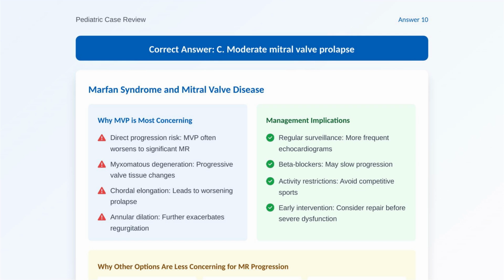As the prolapse progresses, chordal elongation and annular dilation further exacerbate the regurgitation. In contrast, while mild aortic root dilation is an important feature of Marfan syndrome that requires monitoring due to the risk of aortic dissection, it is not directly related to the progression of mitral regurgitation.